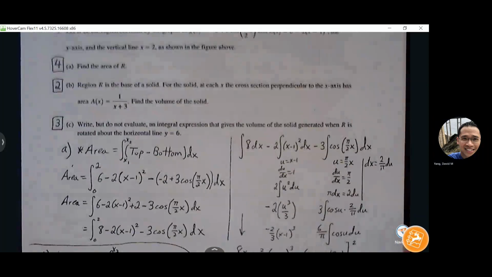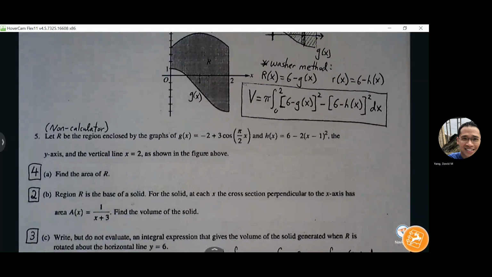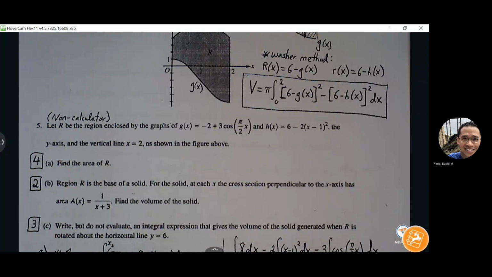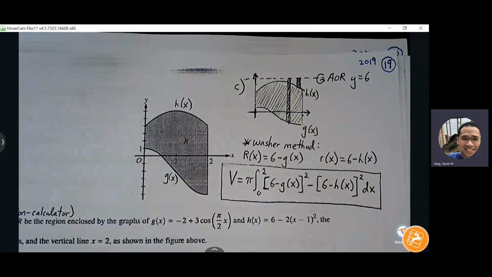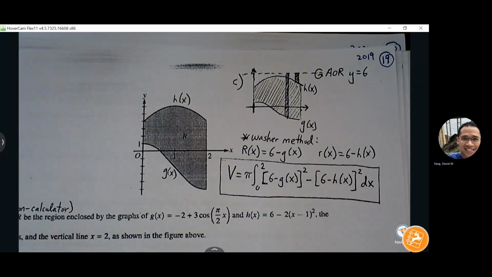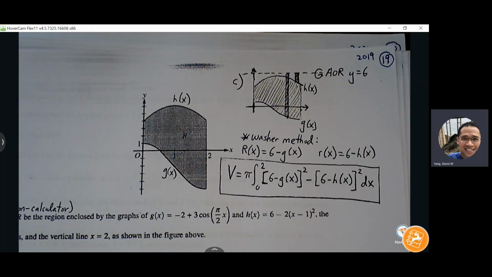Part C. Write, but do not evaluate, an integral expression that gives the volume of the solid when R is rotated around the line y equals 6. So here I drew at the top here. y equals 6 is clearly above the curve. And there's a gap. So we know this will be the washer method. From the axis of revolution, we extend to the furthest boundary. From the axis, extend to the closer boundary. The longer radius is your big R, the smaller one is your little r of x.